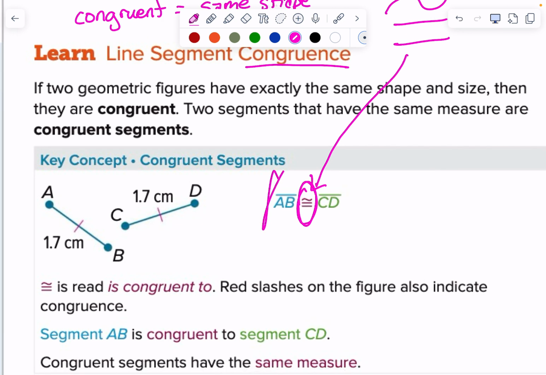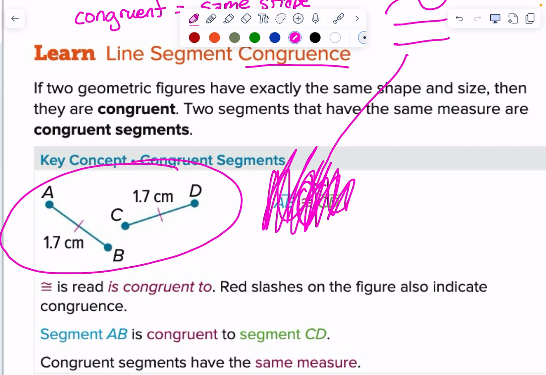Now, if they didn't put this piece of information here, I can look at this diagram and know that those are the same length. Because for one thing, they're both labeled 1.7, but also what else? They have this little red, pink, whatever colored tick mark, that tells me that they're the same length. If they ever have that little pink tick mark, that means those are exactly the same length, okay?